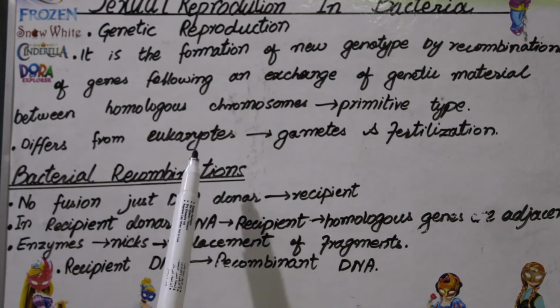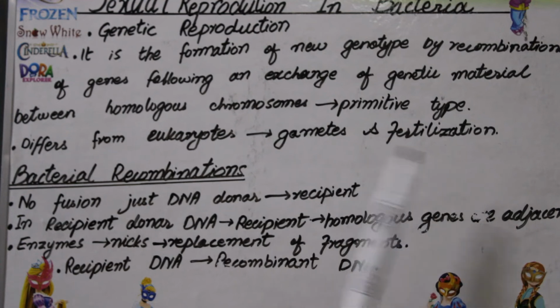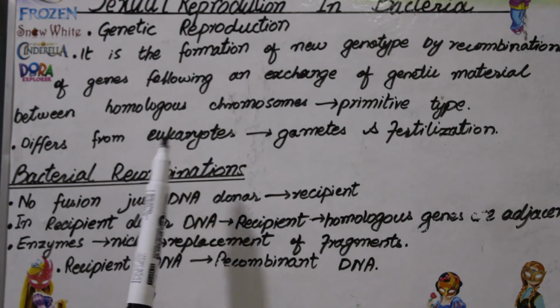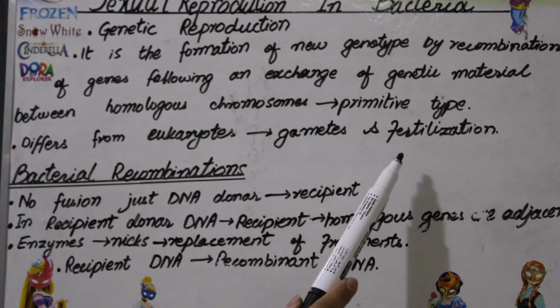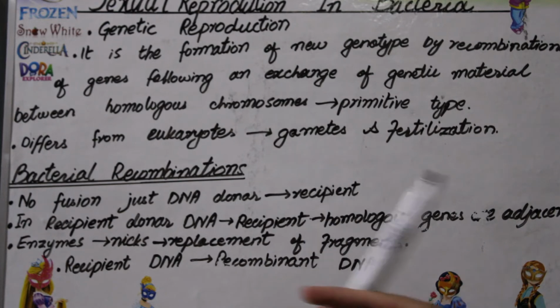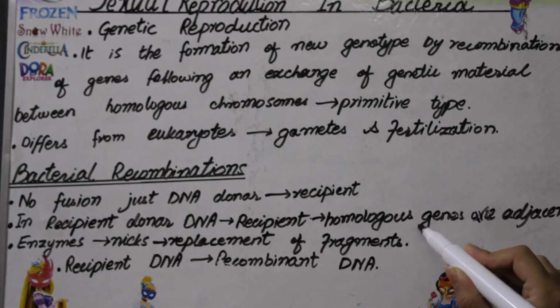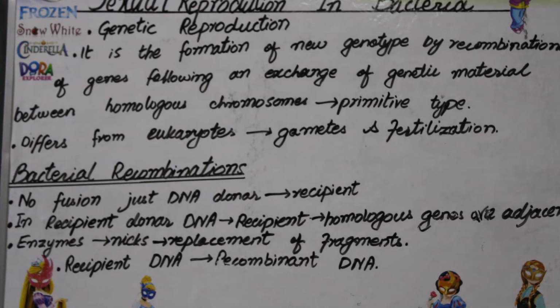It differs from eukaryotic reproduction. Why does it differ from eukaryotic reproduction? Because gametes and fertilization do not take place in this process. In the sexual reproduction of bacterial cells, there is no gamete formation and there is no fertilization. While in eukaryotes, gametes are formed, the combination of gametes takes place, and fertilization takes place. So this is the difference between bacterial reproduction and eukaryotic reproduction. This is the most important difference between the two types of sexual reproduction, because sexual reproduction started in the bacterial cell for the first time, and it is the primitive type.